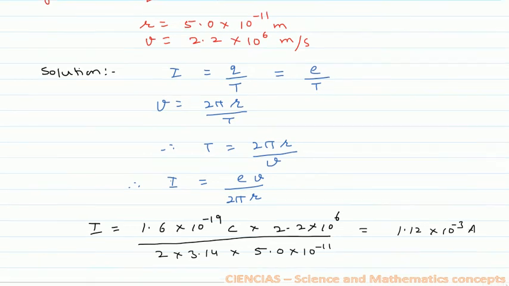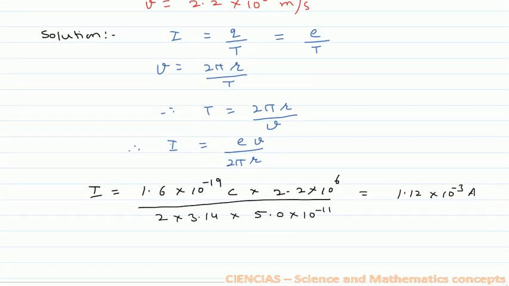So what is the answer for this question? The current in the orbit is equal to 1.12 × 10^-3 ampere.